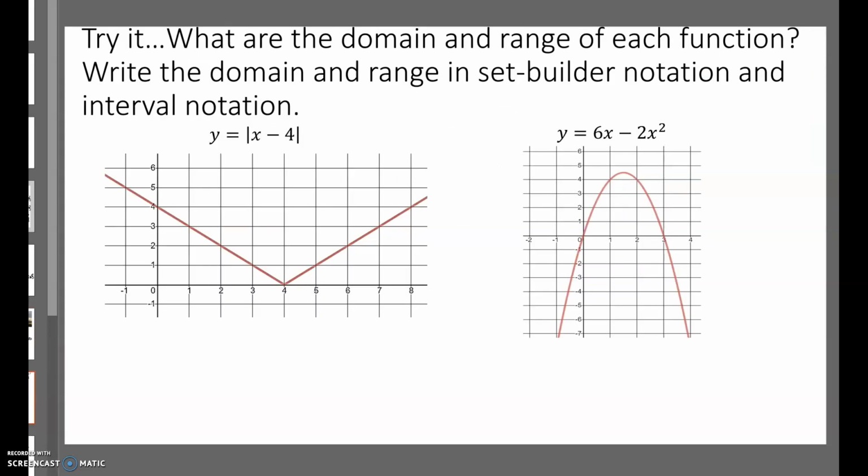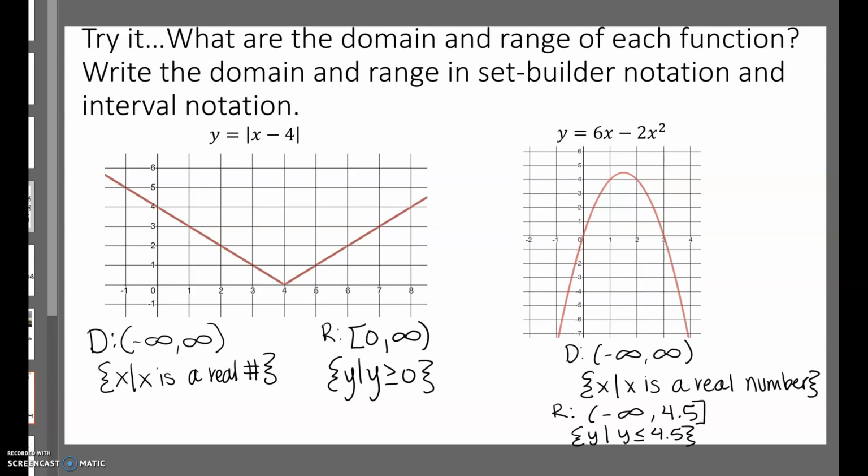Go ahead and try these. Okay, so if you tried those, you should have gotten something like the domain is all real numbers, and you can show it there. It starts at 0 and goes up forever. And then this one, it's kind of hard to tell, but it is 4.5 and it does hit that line. So it does have a hard bracket.